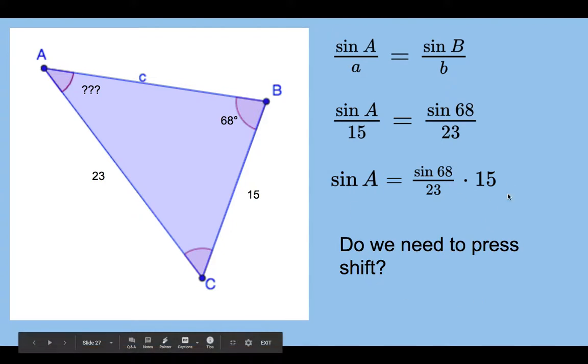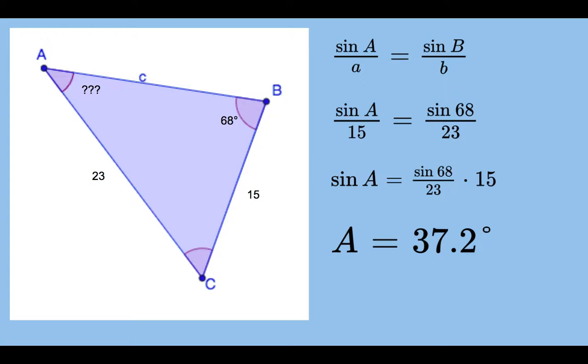So again, we're going to do this on the calculator and then press shift sine because it's the sine rule. And when you do that, you should get that A equals 37.2. Remember, that is just making sure that you know how to use your calculator. It can be tricky, and the more you use it, the better you will become at using your calculator. It's like any technology.